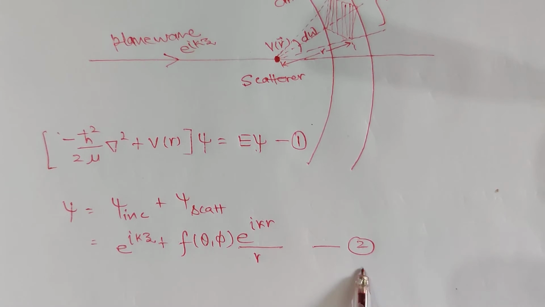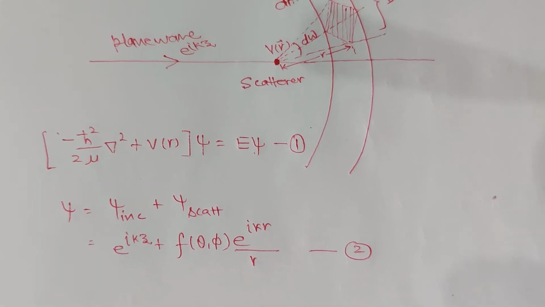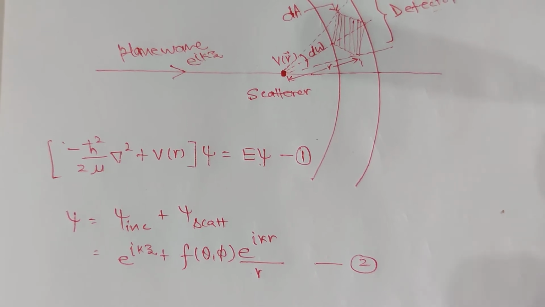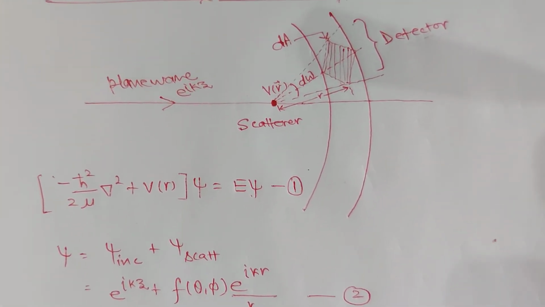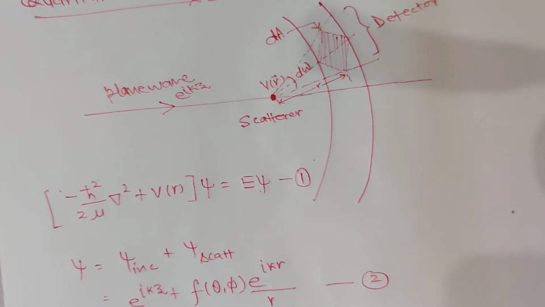In equation 2, the normalization factor is not included, since in a scattering problem we are interested in the relative probability: out of the total incident particles, how many will be scattered in any particular direction. Now, the next topic is the relation between scattering cross section and scattering amplitude.